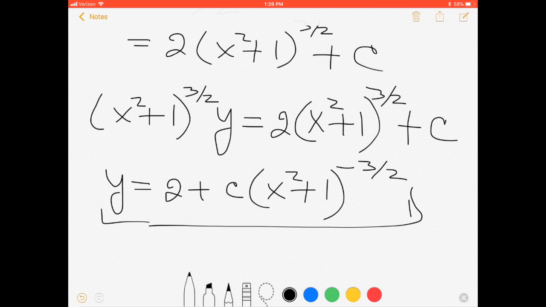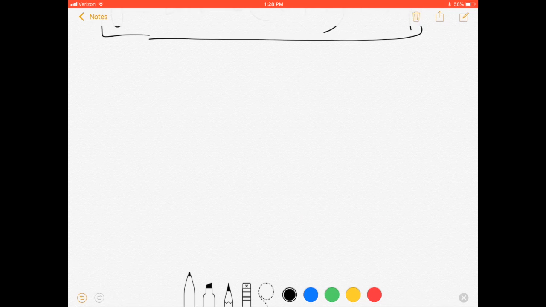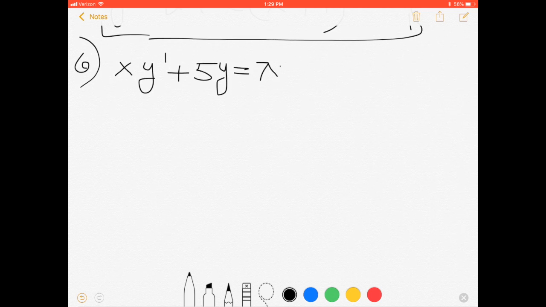Solving two more examples from your book. I hope it helps you with your homework. Question number 6. It will be x y prime plus 5y equals 7x squared, and here we have an initial value problem. This means y(2) equals 5.